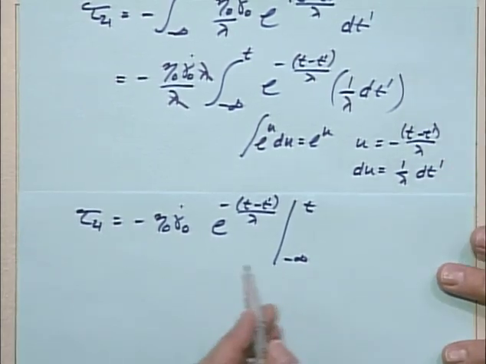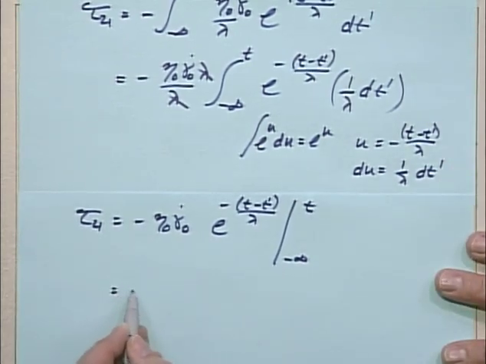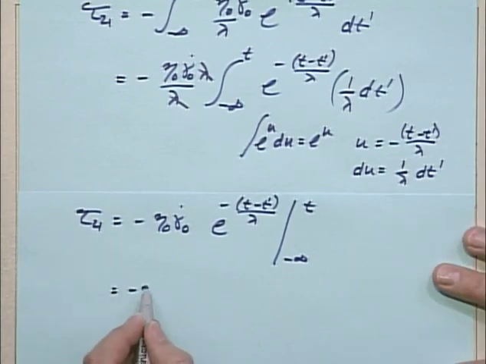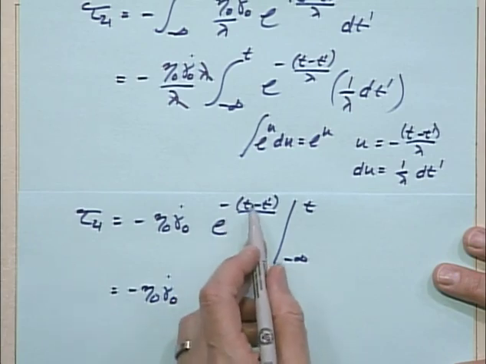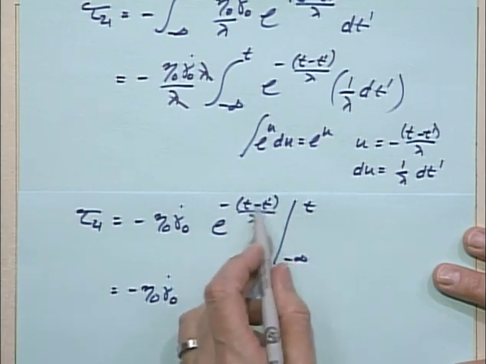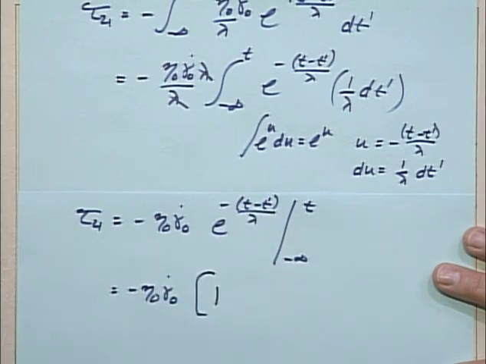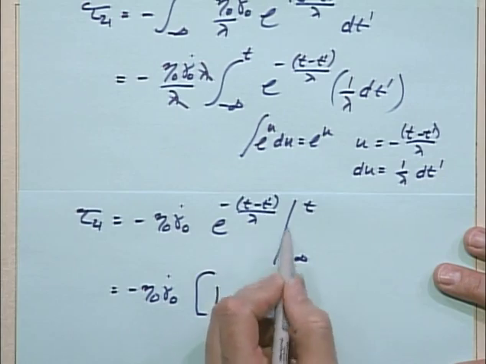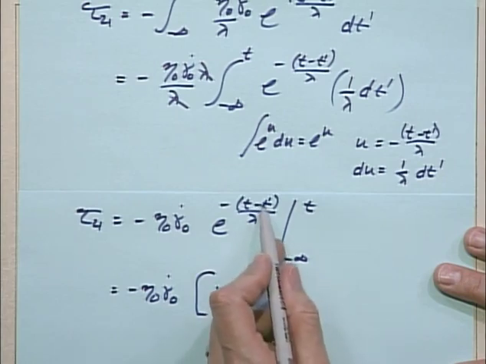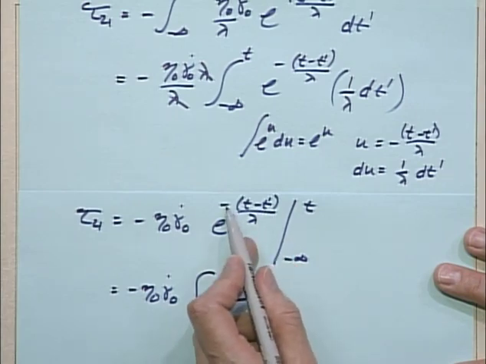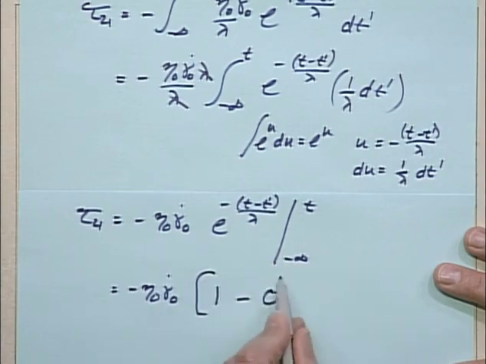All right, so now we evaluate the limits, and we get minus eta naught gamma dot naught. At the upper limit, it's e to the t minus t is 0, so e to the 0 is 1, minus, e to the t prime equals minus infinity, so this is infinity, but then there's a minus sign, so it's e to the minus infinity, it's 0.